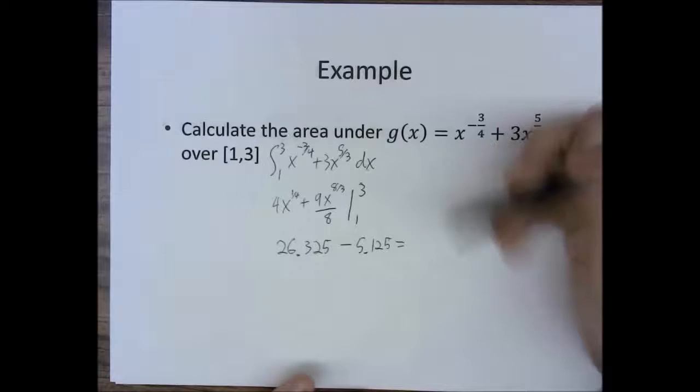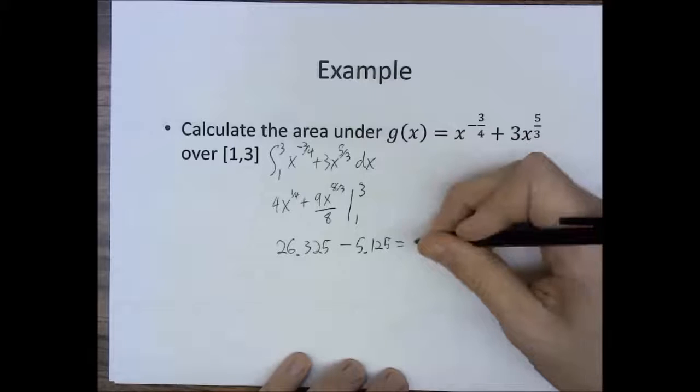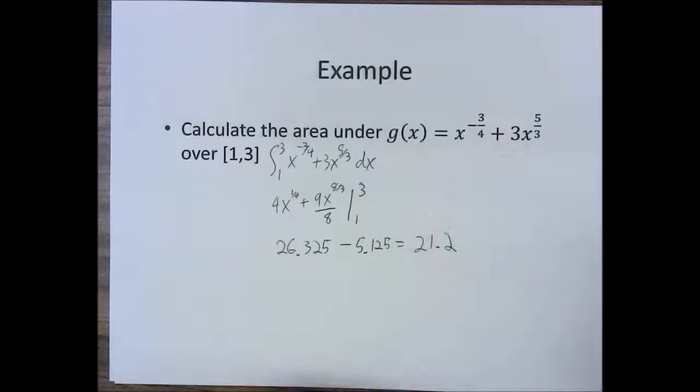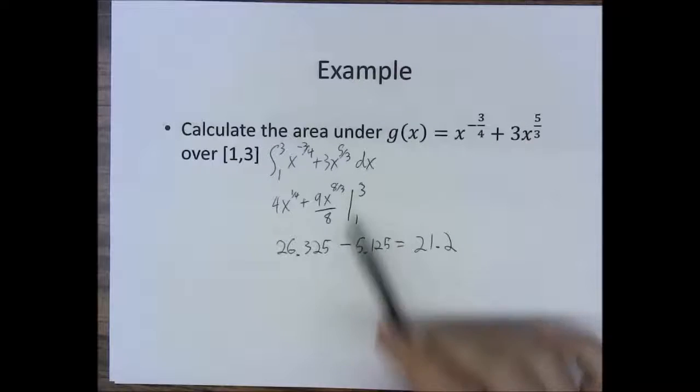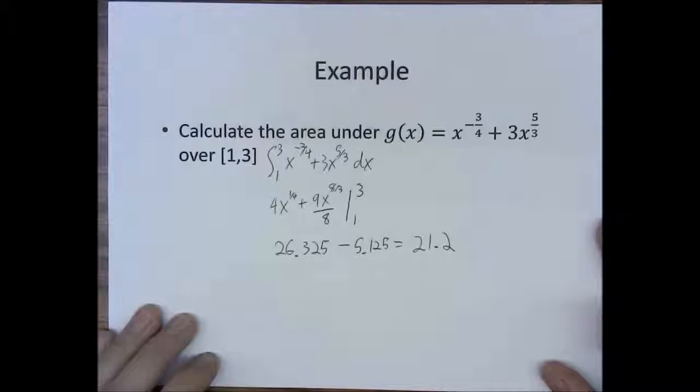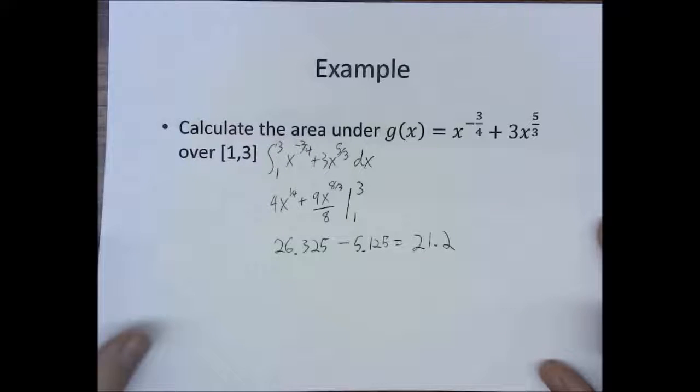So then we go through and we subtract our 2, and we're going to get that our answer is approximately 21.2. So we just took the antiderivative, went through and plugged in our numbers, got our answer. Really straightforward. It's going to be the same way just about every single time.